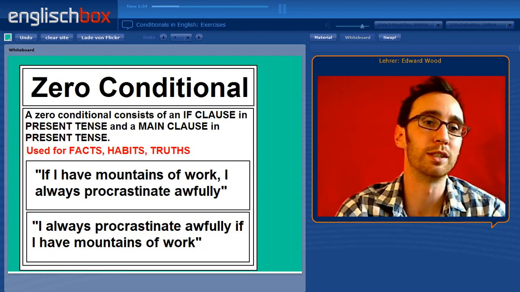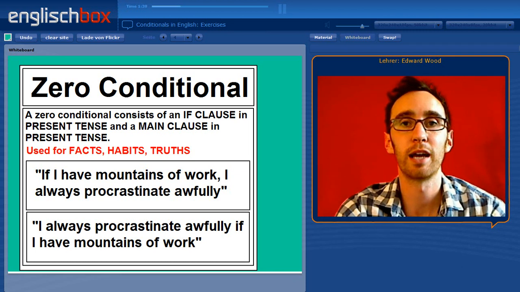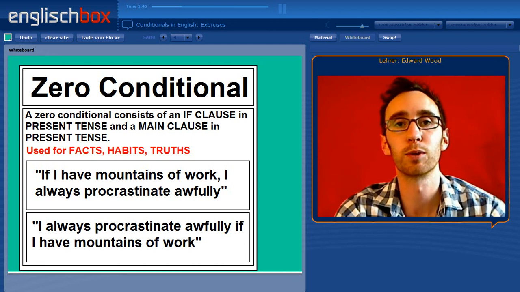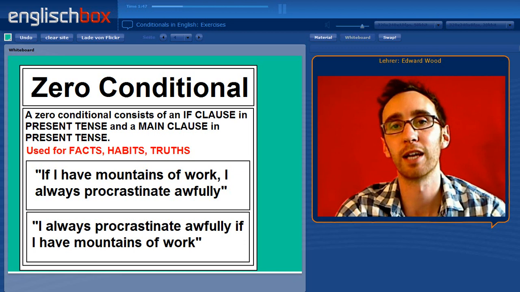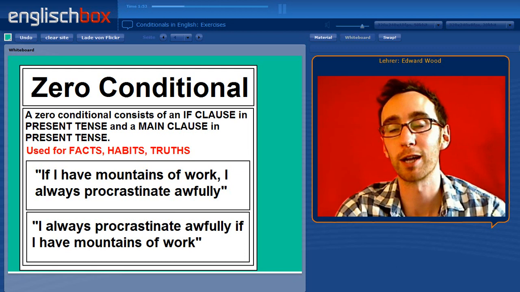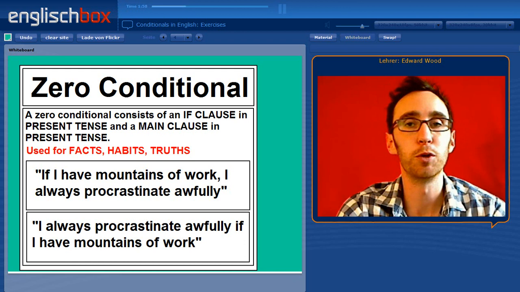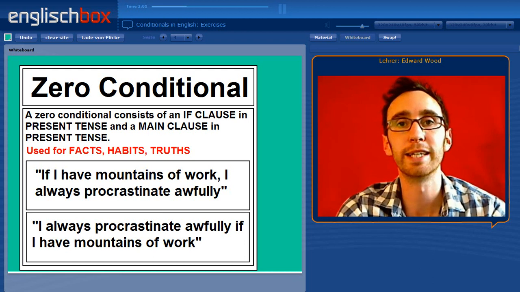As I said, these are examples of the zero conditional. In the zero conditional, the if clause is in the present tense and the main clause is also in the present tense. We use the zero conditional to express facts, habits, and general truths. For example, if I have mountains of work, I always procrastinate. This is a habit. You can see that if you place the if clause first, you need a comma between the if and main clauses. However, if you put the main clause first, you do not need a comma before the if clause.